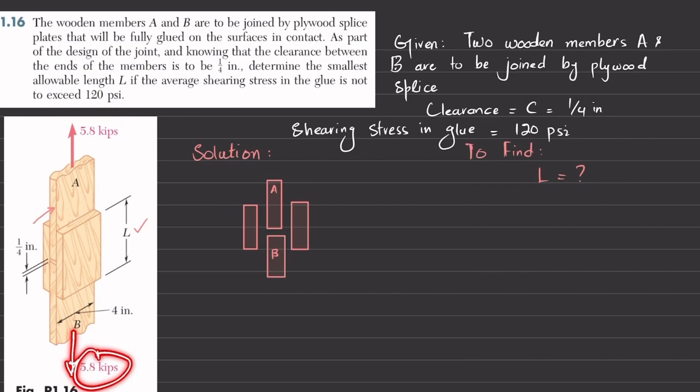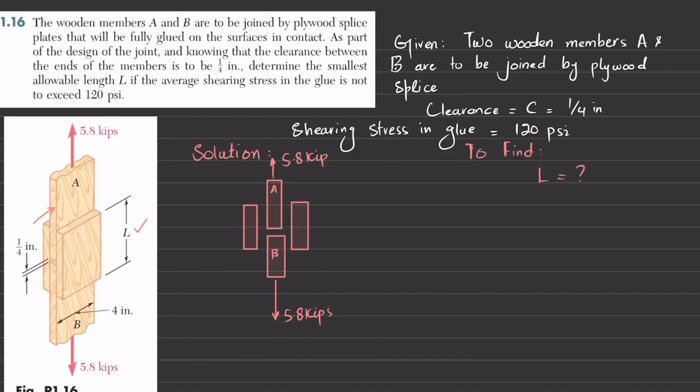5.8 kips is applied. I will show it over here. This is the load P, which is 5.8 kips, and same with the upper one, 5.8 kips. So you can see that there are 4 areas. One is this one, the second one is this one, third one is this one, and fourth one is this one. So these are the 4 separate areas that are glued.